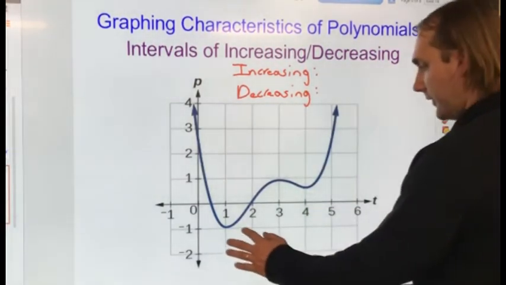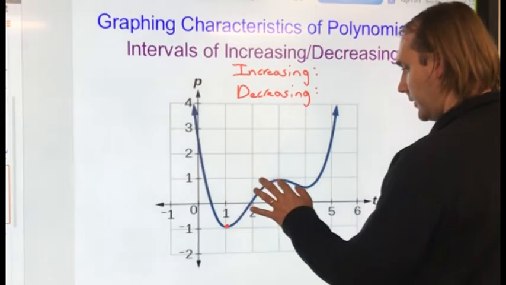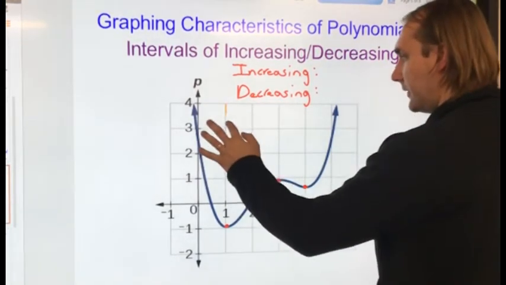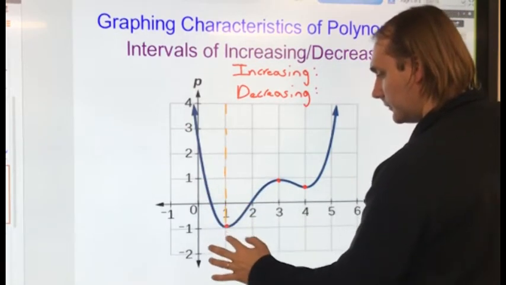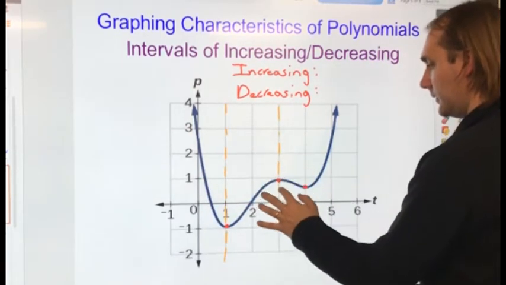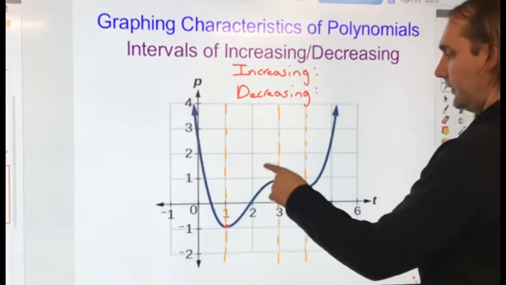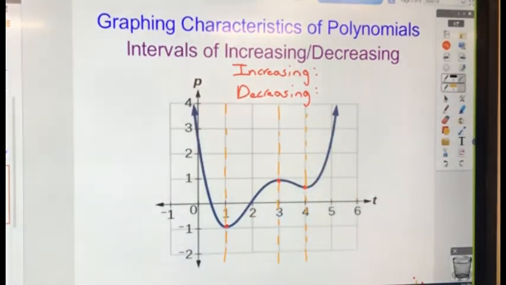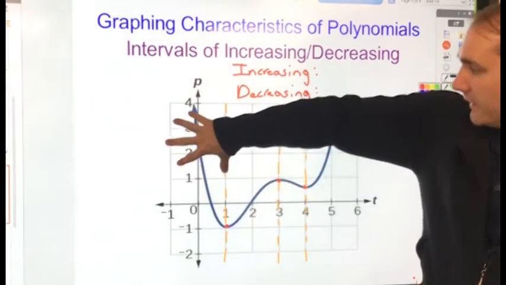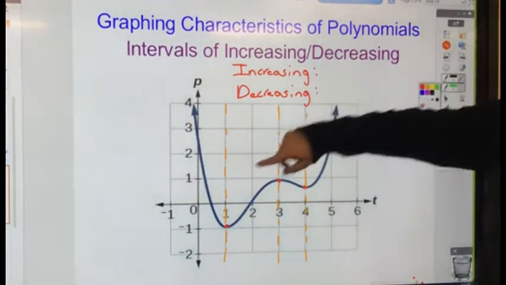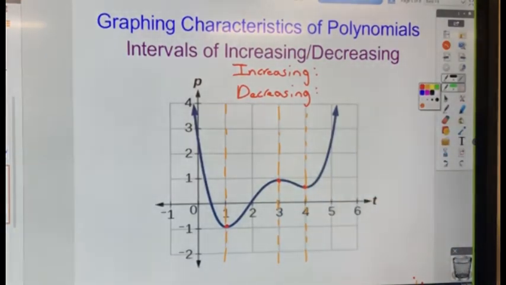Now, I have those here, here, and here, which means it separates my polynomial into how many intervals? 4. Very good. So I draw my line here. I see it is 1, 2, 3, 4 intervals of increasing or decreasing. I have an interval here, interval here, interval here, and interval here. My 3 turning points separate it into 4.